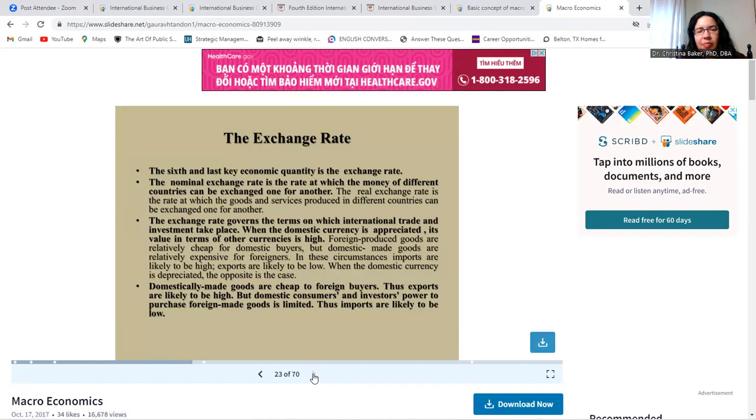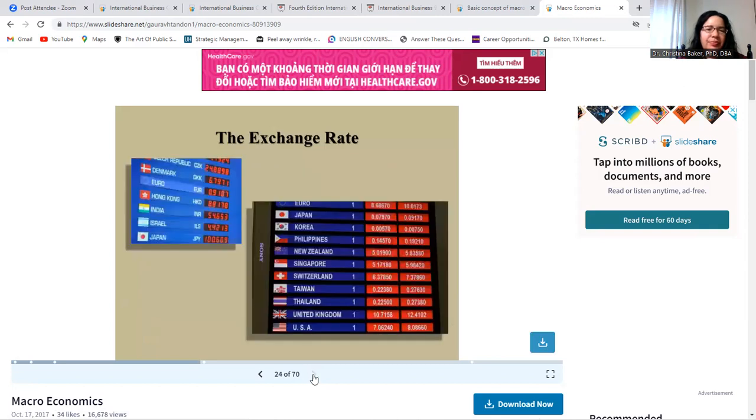When the domestic currency is appreciated, its value in terms of foreign currency is high. Foreign produced goods are relatively cheap for domestic buyers, but domestic made goods are relatively expensive for foreigners. In these circumstances, imports are relatively high and exports are likely to be low. When the domestic currency is depreciated, the opposite is the case. Domestically made goods are cheap to foreign buyers, thus exports are likely to be high, but the domestic consumers' and investors' power to purchase foreign-made goods is limited, thus imports are likely to be low.